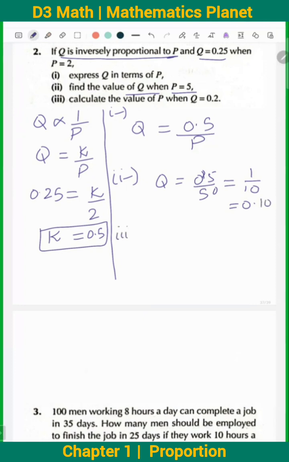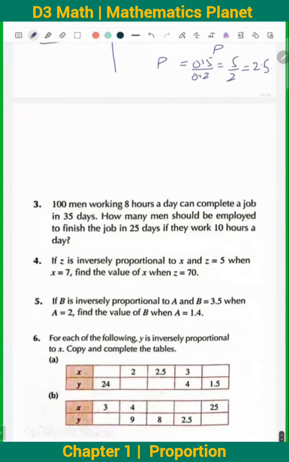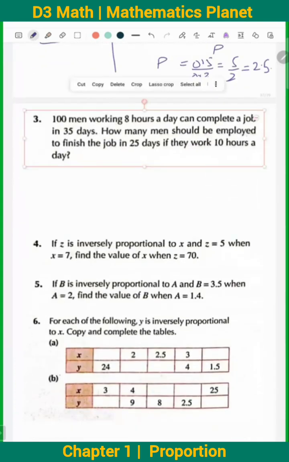Okay. Third part. Calculate the value of P when Q is 0.2. Then it will be 0.5 divided by 0.2, which is 2.5. All of you can keep doing the working. 2.5.